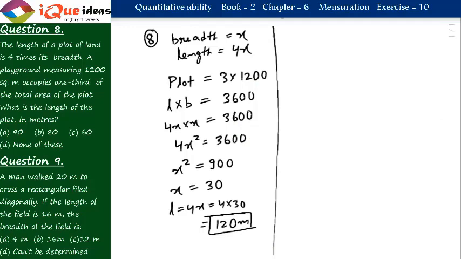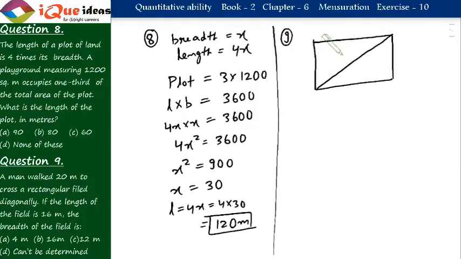Alright, so the correct option would be none of these. Now, question number 9. It says a man walked 20 meters to cross a rectangular field diagonally. Right, so this is a rectangular field and the diagonal length is 20 meters. So this diagonal is equal to 20 meters.